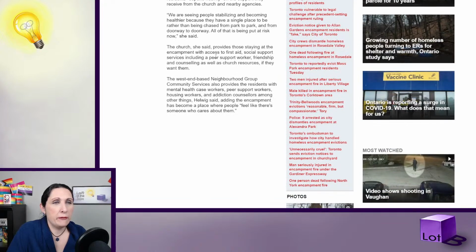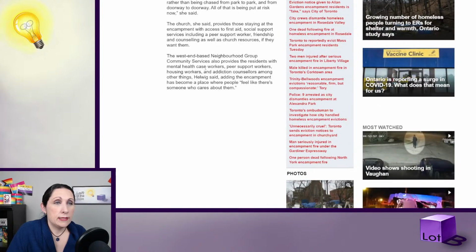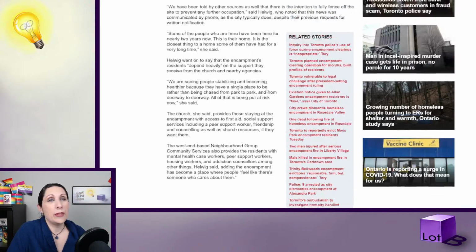The church says she provides those staying at the encampment with access to first aid, social support services, including peer support worker, friendship, and counseling, as well as church resources if they want them. The West End-based neighborhood group Community Service also provides the residents with mental health caseworkers, peer support workers, housing workers, and addiction counselors, among other things. She said, adding, the encampment has become a place where people feel like there's someone who cares about them.